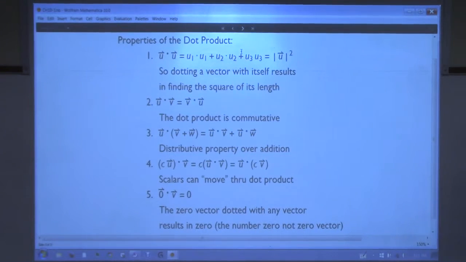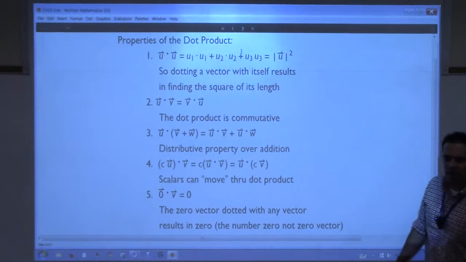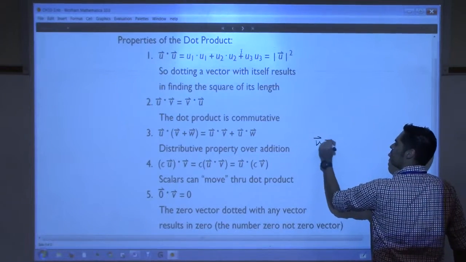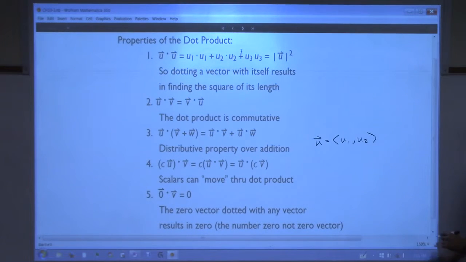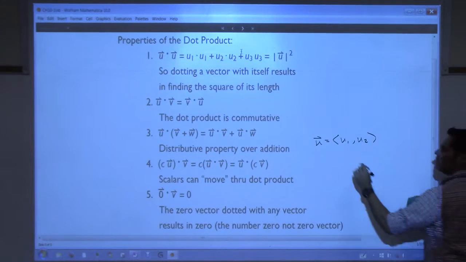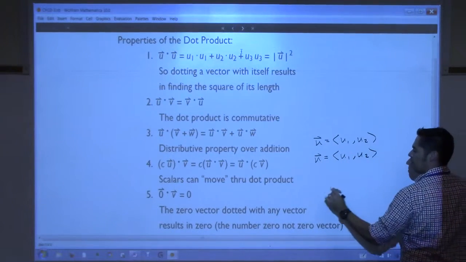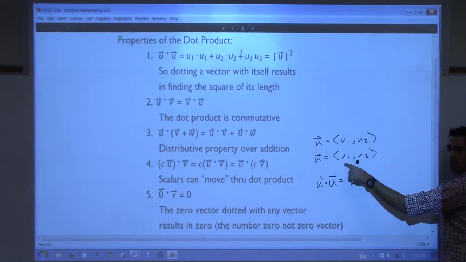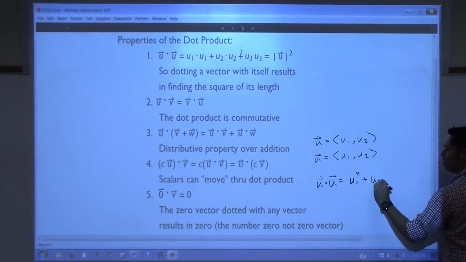If you dot a vector with itself, u dot u, you get what? Its length squared. Okay, I take some vector u, which I'm calling u1, u2. If I dot it with itself, that means I'm going to take the vector u again and dot it. So what's u dot u? By the definition, it's u1 times u1, which is u1 squared, plus u2 times u2, which is u2 squared.